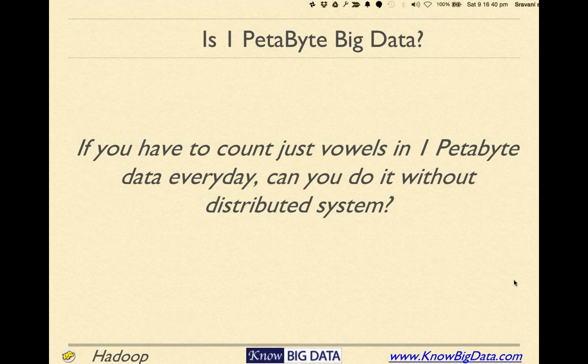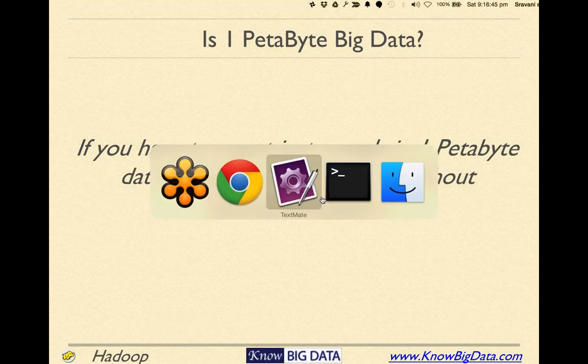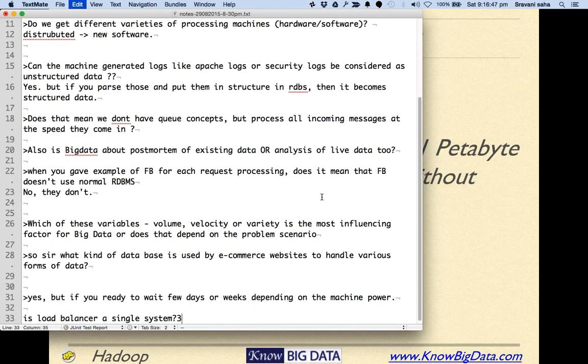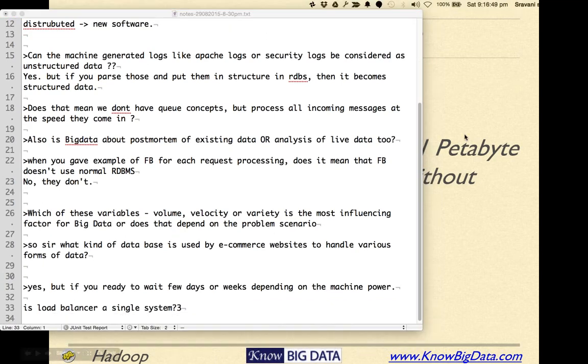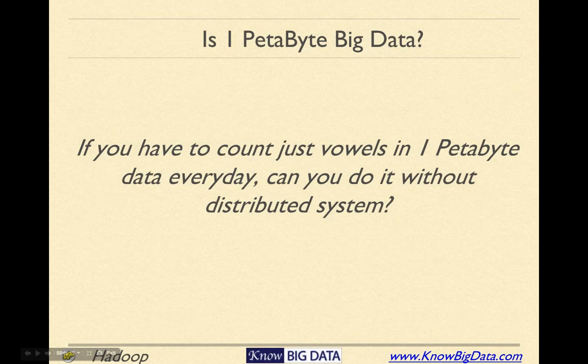So Sangeeta says, is load balancer a single system? Brilliant. A load balancer itself is generally multiple load balancers. So the load balancing starts at the domain name. When people are looking for resolving your name, they will get different IP addresses. Okay? And that's how you balance a lot of load in parallel.